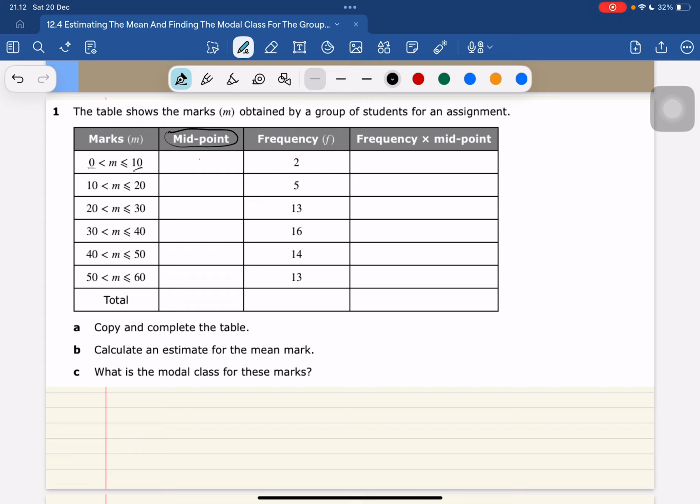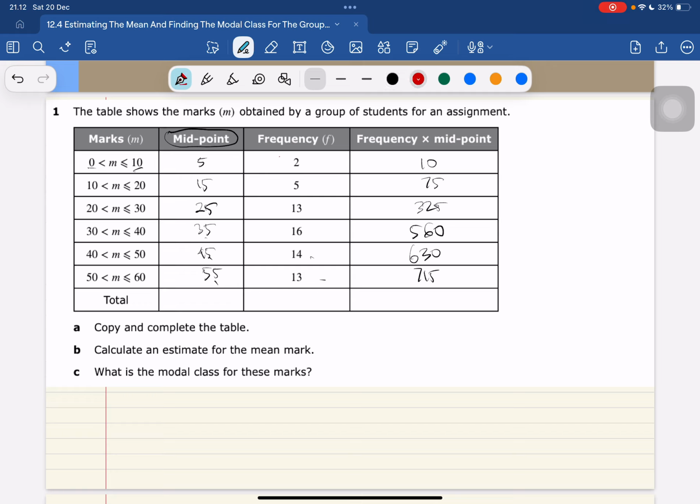So the midpoint is 5, 10 to 20 is 15, 20 to 30 is 25, then we got 35, 45, then we got 55. Frequency times midpoint: 5 times 2 is 10, 15 times 5 is 75, 25 times 13 is 325, 35 times 16 is 560, 45 times 14 is equal to 630, 55 times 13 is 715.